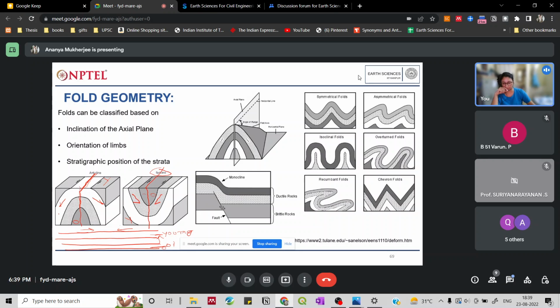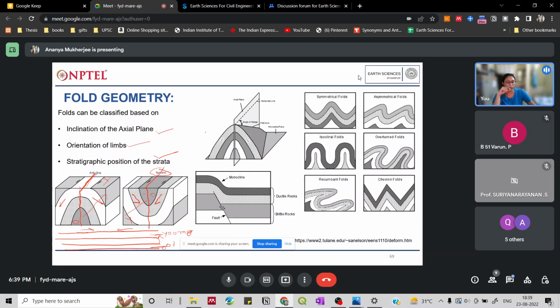You can see that it is going from older to younger. You can say then that it is probably an anticline. And similarly, if you see that the rocks that we are exploring are going from younger to older, then it is a syncline. This is how you can understand when you're in the field. So this anticline and syncline, we saw how it can be classified based on the inclination of the axial plane, the orientation of limbs, and the stratigraphic position.